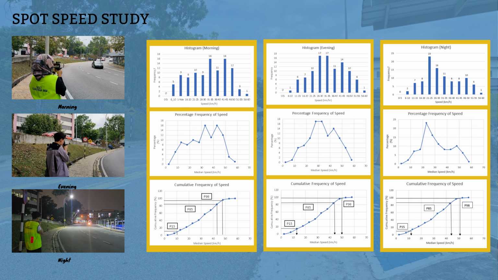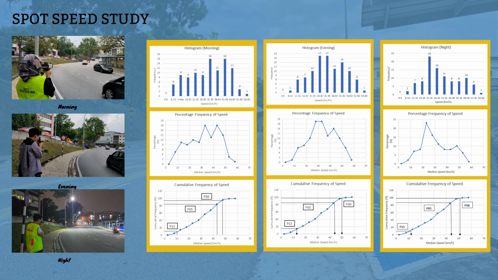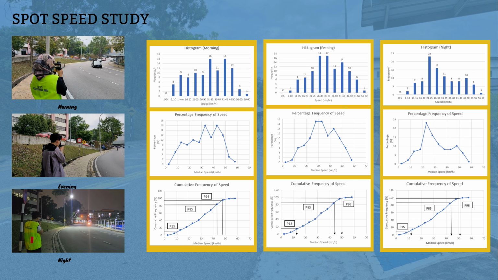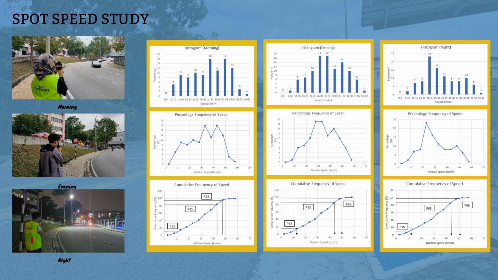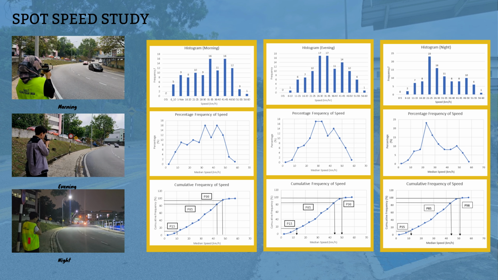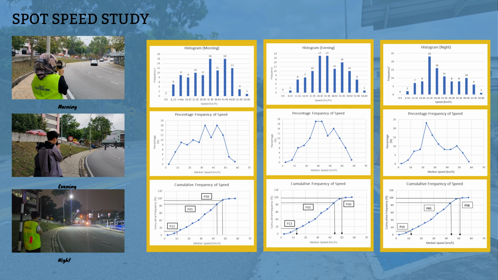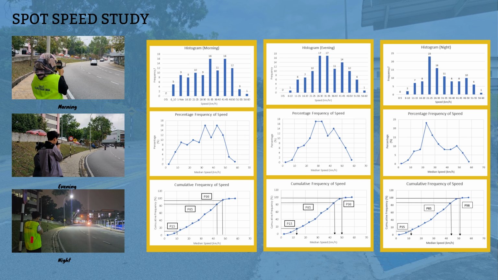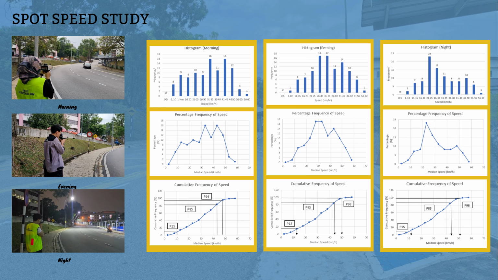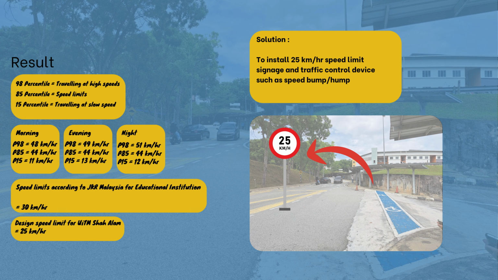A spot speed study is conducted at three different times: morning, evening, and night. The number of cars collected during a one-hour period is 100, and the data collected is presented in the form of charts such as histogram, percentage frequency, and cumulative frequency curve to determine the 98th percentile, 85th, and 15th percentile. The result from the analysis shows that 85% of the vehicles are travelling at 44 km per hour across the morning, evening, and night.